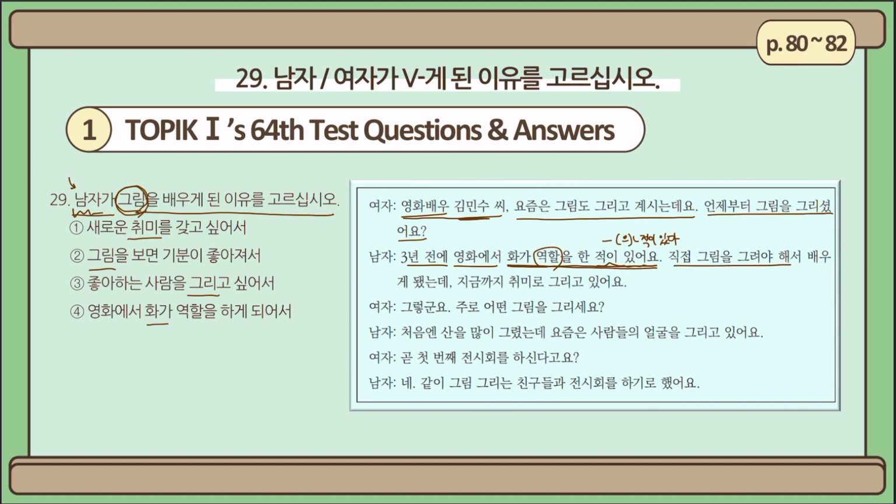직접 그림을 그려야 해서 here 어서 is used to indicate the reason for something. So because I had to be able to personally draw, 배우게 됐는데 I started learning. 은데 is used, so the statement we just read is being provided as background information for the preceding fact. That 지금까지 취미로 그리고 있어요. I've been drawing since then as a hobby.